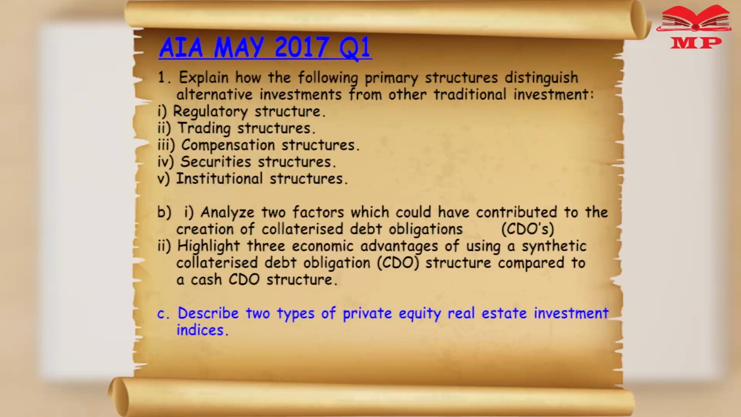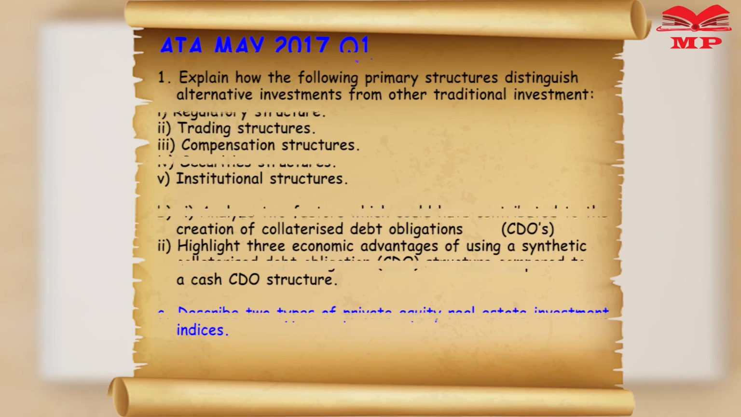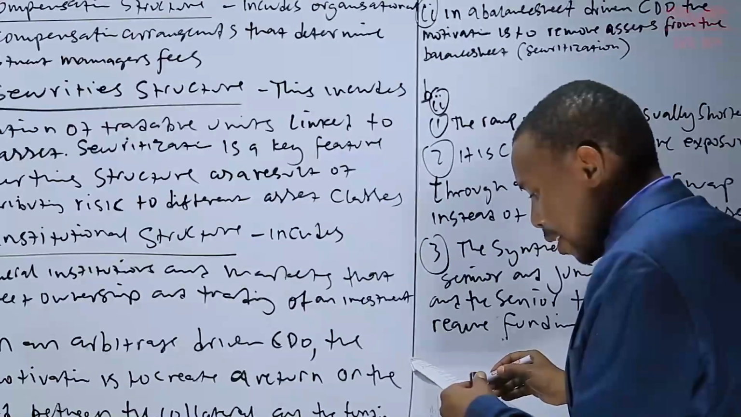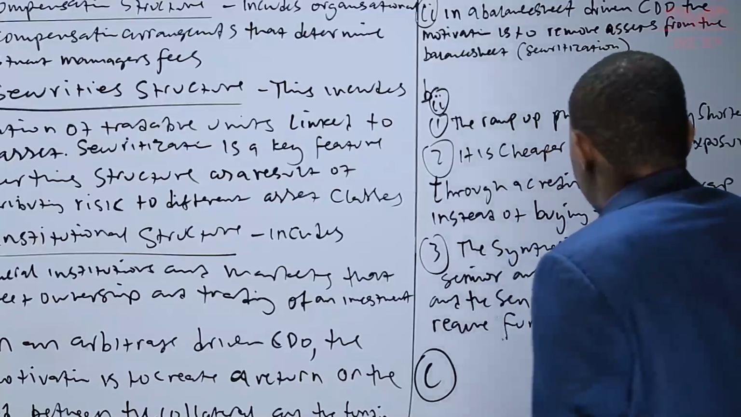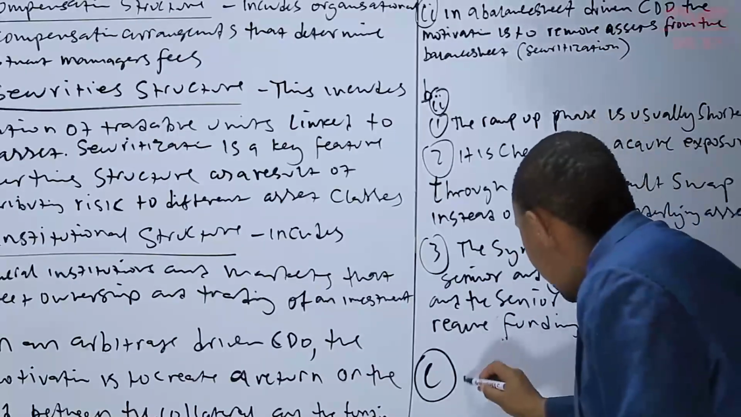Question 1C reads as follows. Describe two types of private equity real estate investment indices. And the real estate investment indices, I can state them over here. So we are looking at part C, right over there.